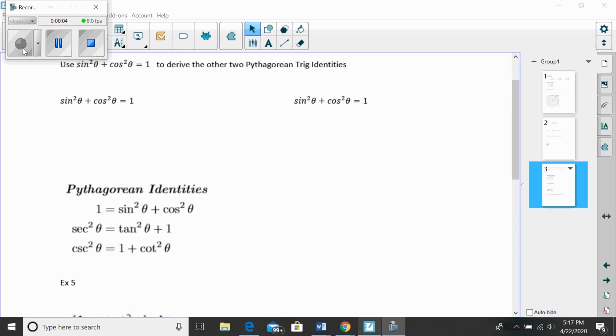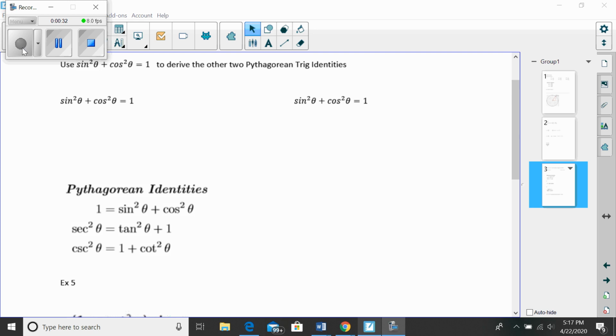So the identity sine squared plus cosine squared equals 1 is called a Pythagorean trig identity. And there's two other Pythagorean trig identities. But as you probably know from earlier in the semester, I'm not a huge fan of trying to memorize things. I'd rather have you understand how to arrive at the other two trig identities if you were to need them, rather than trying to memorize so much stuff.